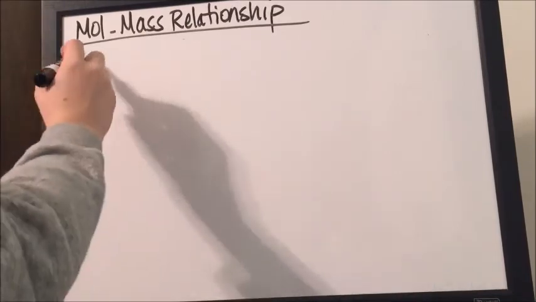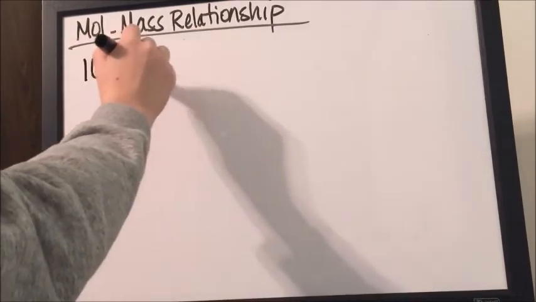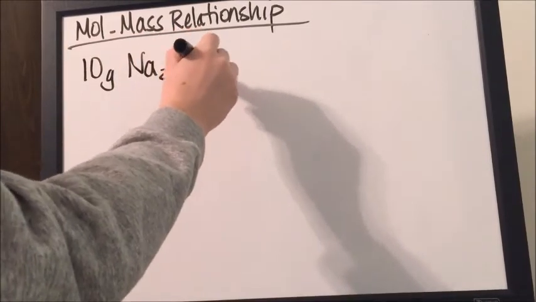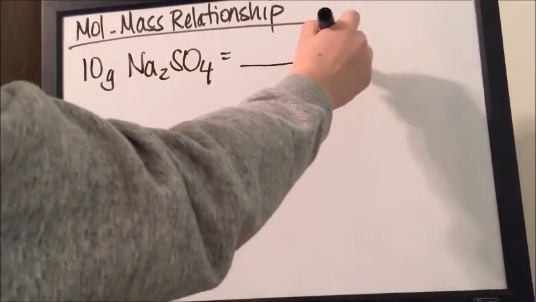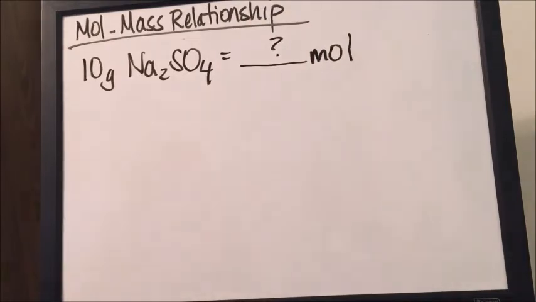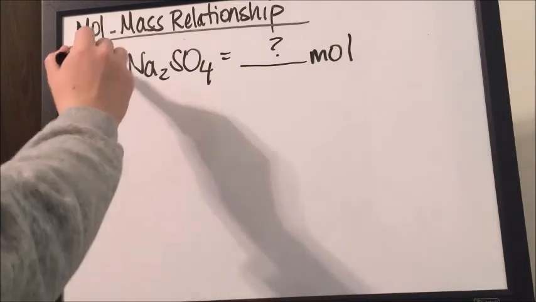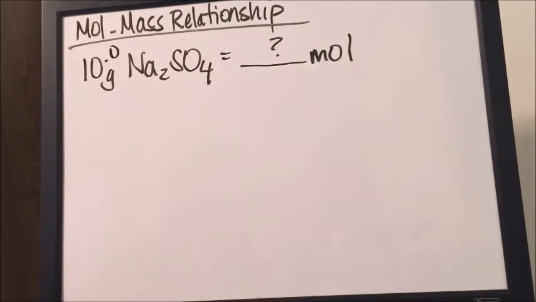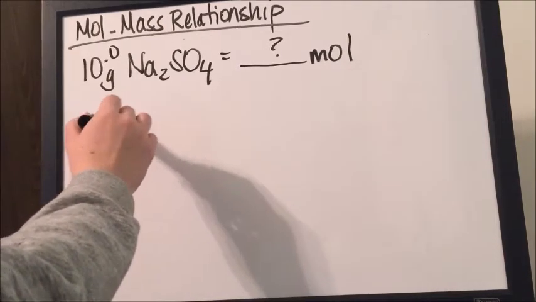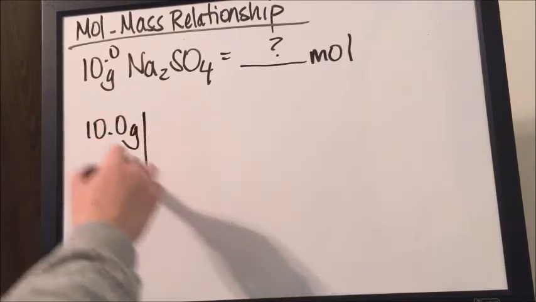How about if I have 10 grams of sodium sulfate, I want to know how many moles I have. Alright, so the same approach is used here. I start with my 10. Oh, let's make this 10.0 so that I don't have just 1 sig fig, that seems like not enough. So now I have 3. Alright, so 10.0 grams of Na2SO4.